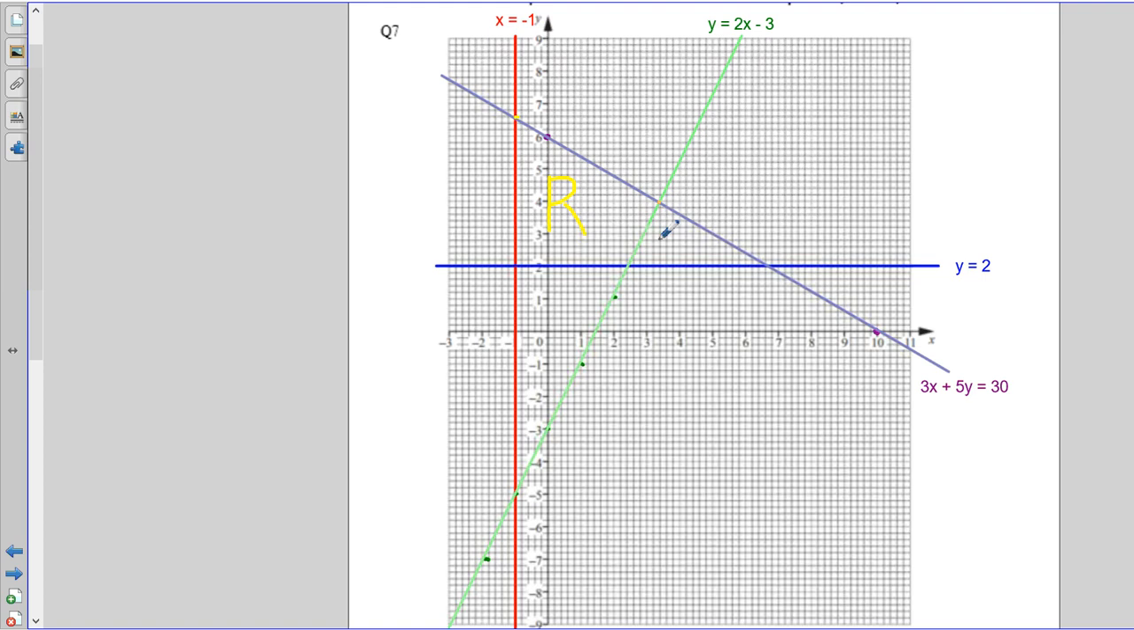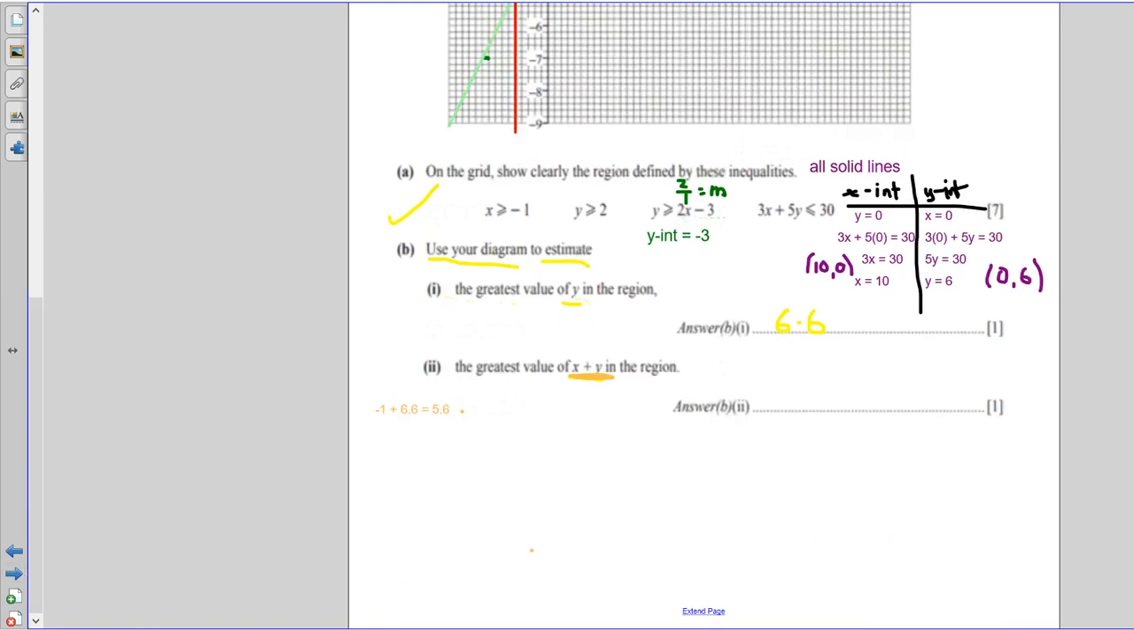It would be around 3.4 for our x and about 4 for our y. Let's double check that one more time. Yep, about 3.4 for my x and it's hard to see, 4 for my y. 3.4 plus 4, let's see what that's going to give us. 3.4 plus 4 is going to give us 7.4. That seems to be the biggest, doesn't it?